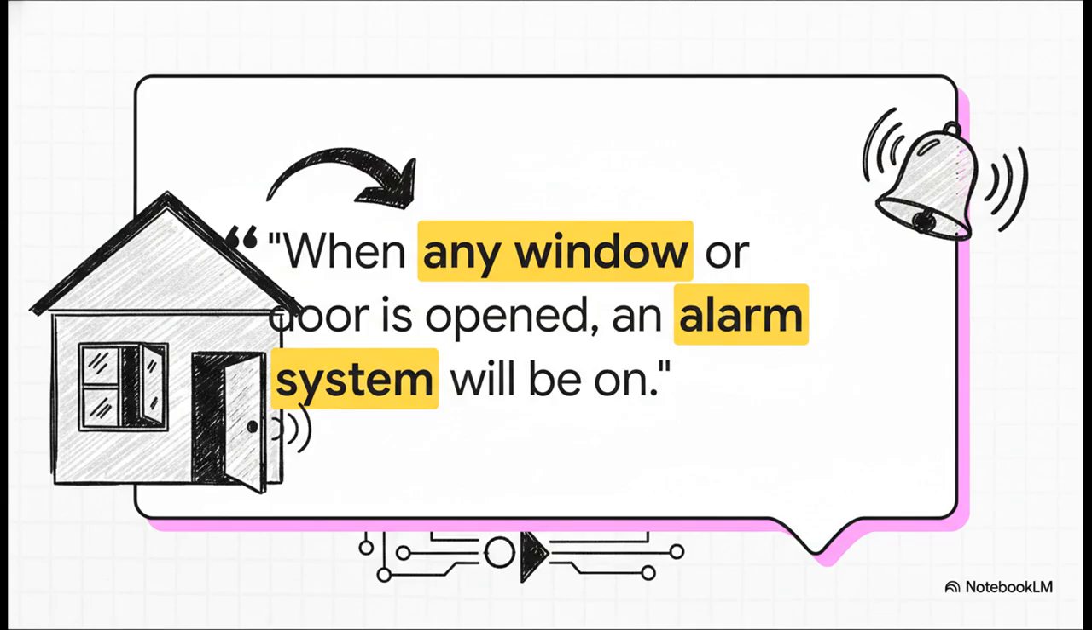This simple sentence right here is the absolute heart of OR logic. When any window or door is opened, an alarm system will be on. Just one of those things needs to be true for the whole thing to become true. That's the OR gate in a nutshell.